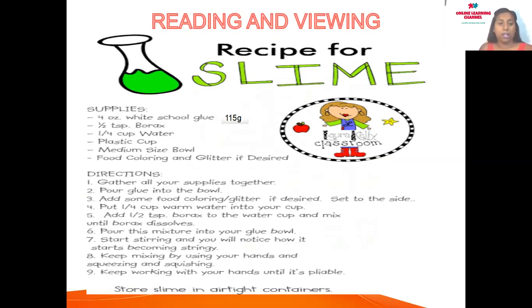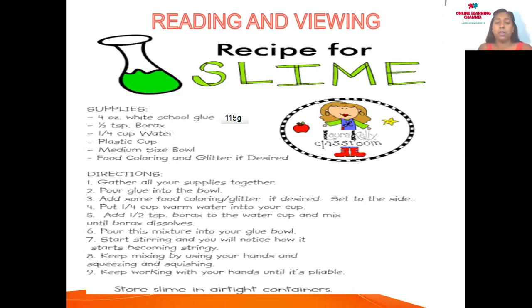Let's just go over this quickly. It says 4 ounces white school glue. If you don't know how much is 4 ounces, it's 115 grams. Then we have half teaspoon borax. Borax is something you buy in store. It's a 1/4 cup of water, plastic cup, medium-sized bowl, food coloring, and glitter if desired. Remember, if desired means if you want to. Okay, so they have our supplies or what we will need in bullet form on the top.